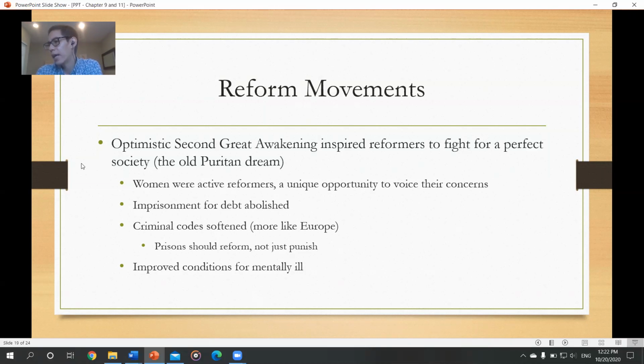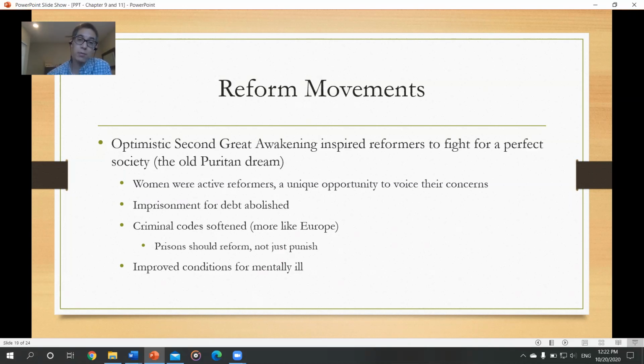And this is a new opportunity for women to have a more active role, not just in the church, but in society as well. So some of the general things that they fought for: getting rid of imprisoning people because of debt, which was just another form of slavery, essentially. They softened some criminal codes. It was the idea that prisons should reform and not just punish. This is still an issue that we're debating today. And then they tried to improve conditions for the mentally ill, sanitariums or insane asylums, I suppose. Trying to take care of the mentally ill.